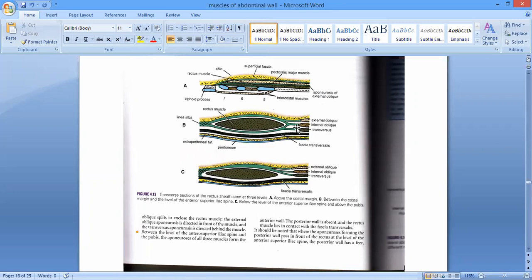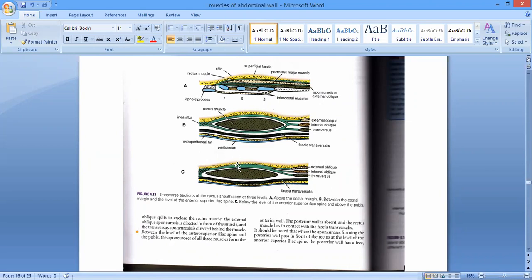ठीक है जी? So between the costal margin and anterior superior iliac spine, this tendinous sheath is formed anteriorly by the external oblique aponeurosis and the anterior layer of the internal oblique, and then the posterior layer is formed by the transversus abdominis and the posterior layer of the internal oblique muscle. कोई problem तो नहीं है बेटे?